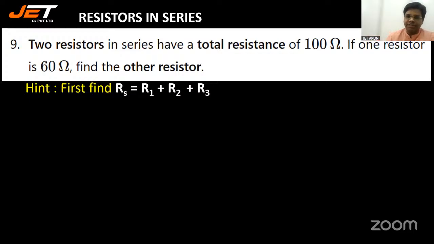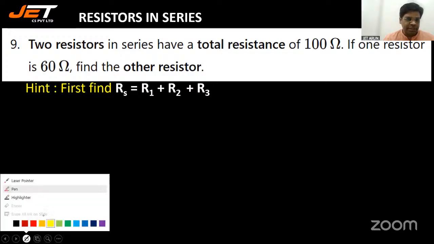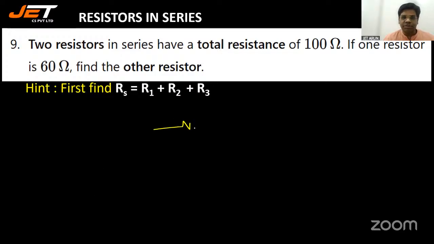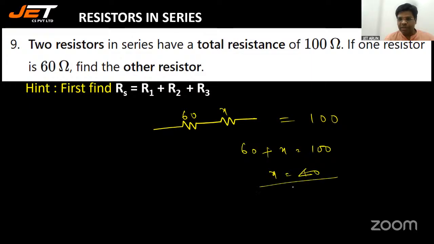I've got two resistors. Out of these two resistors, one resistor is 60 ohms, the other is unknown, and equivalent is 100. That means 60 plus x is equal to 100. X is equal to 40, as you all said, but 40 ohms. Be careful. All right, let's go for the next one.